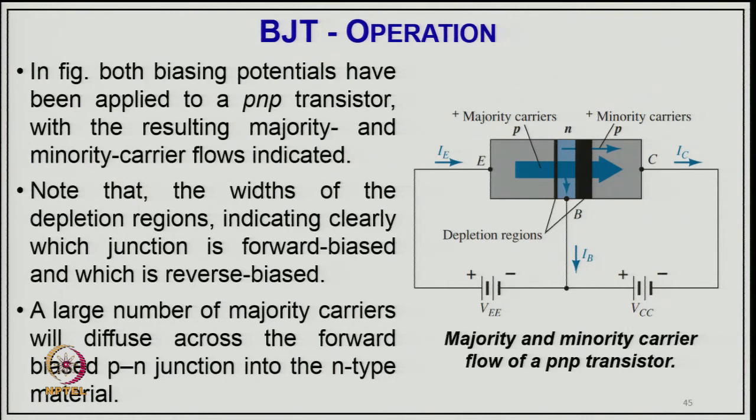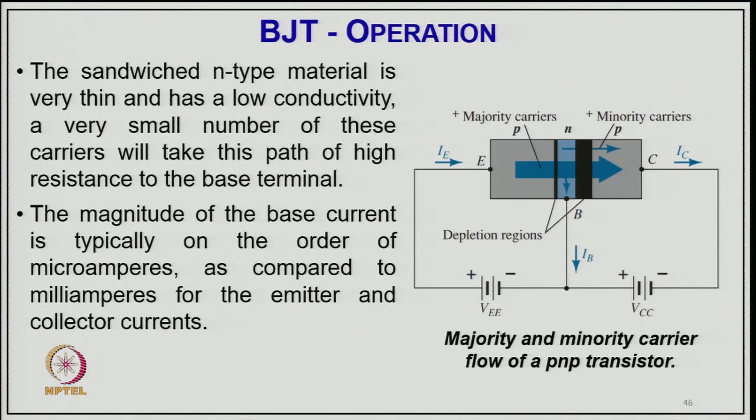So, here it is a majority carrier, that is why a big arrow, and it is a small arrow because of the minority carrier, because of reverse bias, while this is for forward bias. The sandwiched N type material is very thin and has very low conductivity, and a very small number of these carriers will take this path of high resistance to the base terminal. So, the magnitude of the base current is typically on the order of microamperes, as compared to milliamperes for the emitter and collector current.